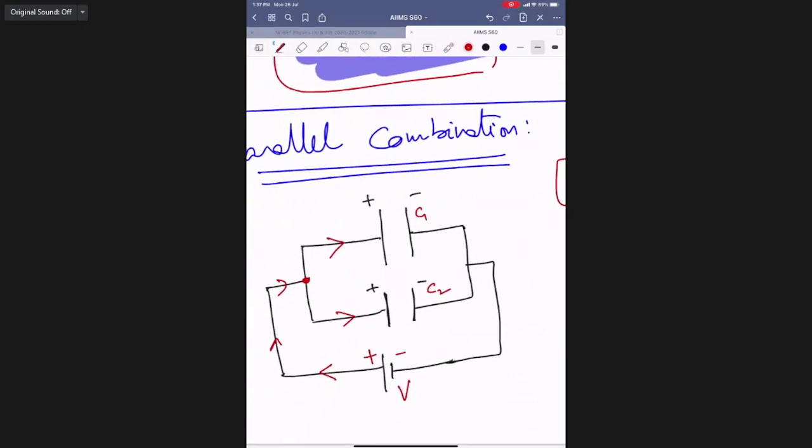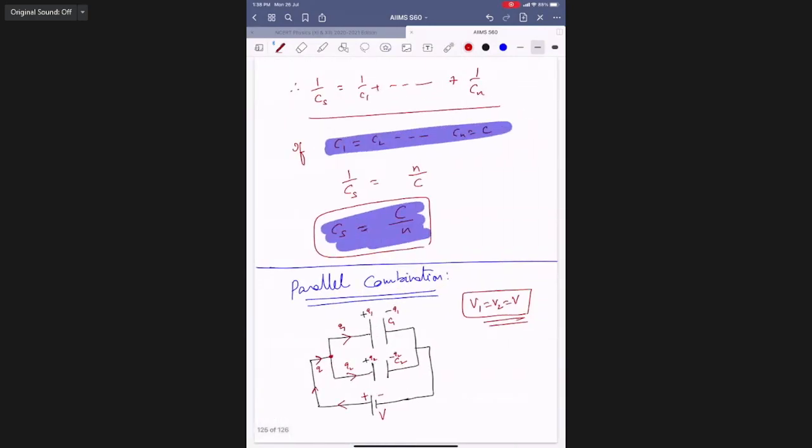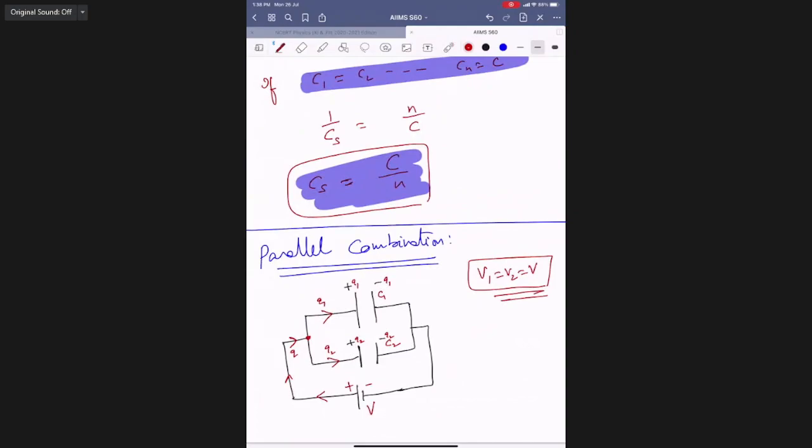That means what happens is here plus Q1, here how much? Minus Q1, here plus Q2, here how much? Minus Q2. Total charge coming is divided as Q1 and Q2. So there is a division of path now for the charge. Earlier there is no division in this case. Whatever the charge coming must pass through the first one as well as through the second one. But here there is a clear division.